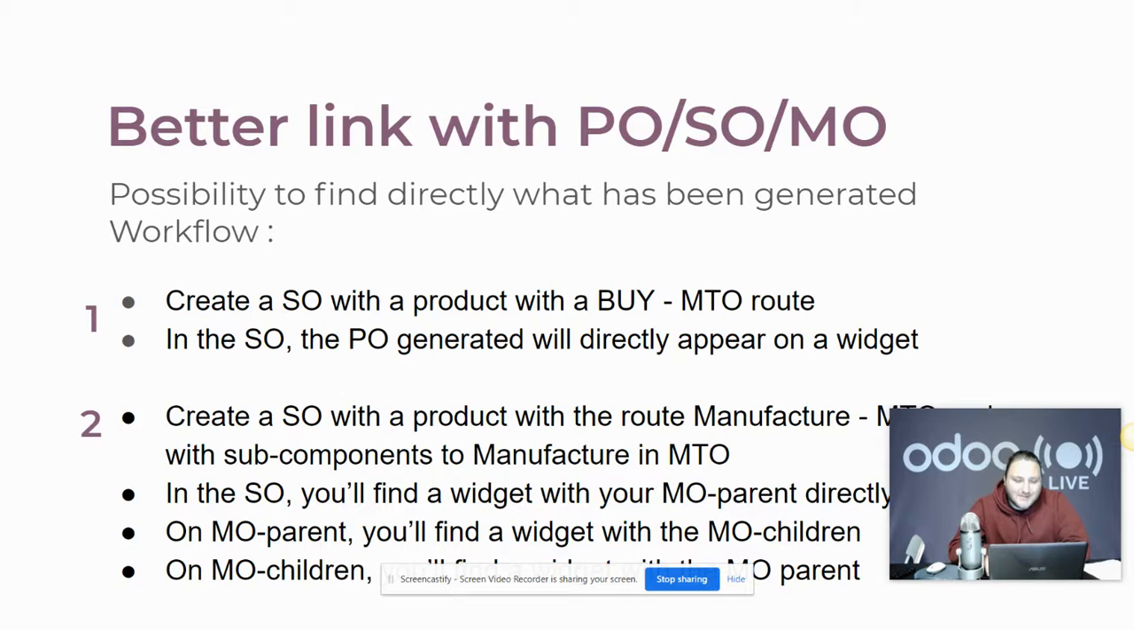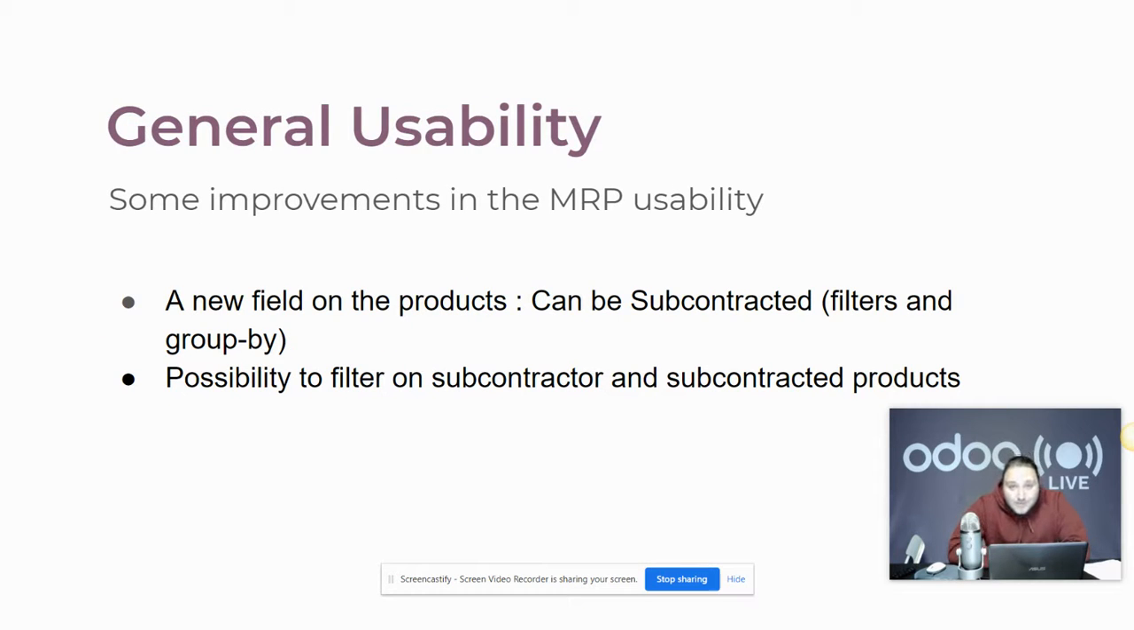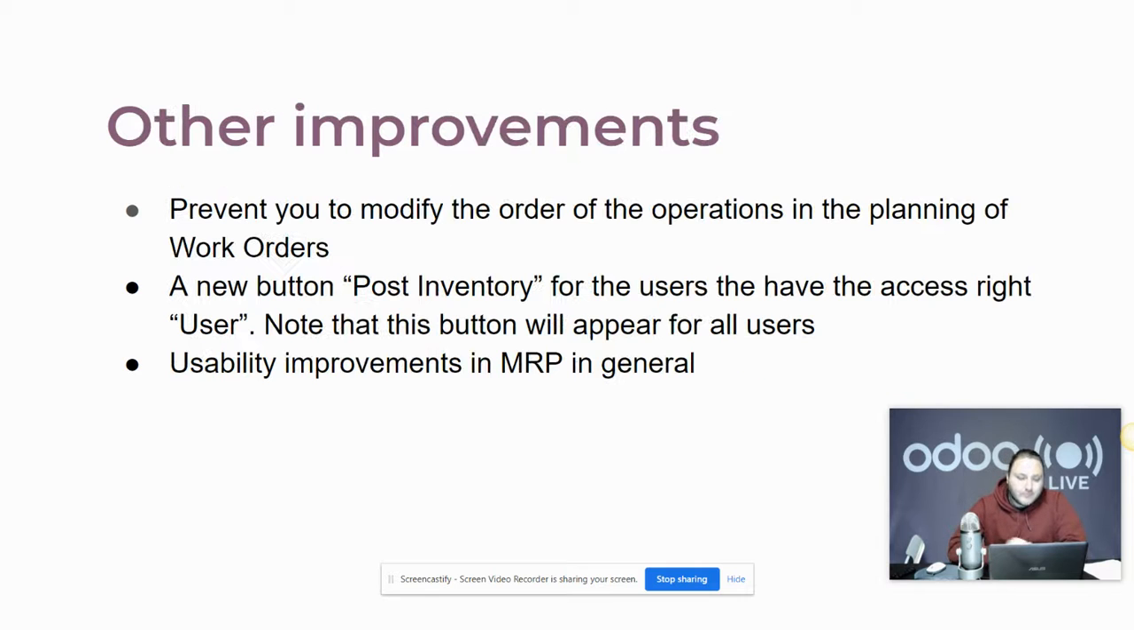This one is good. There have also been some general improvements in usability. You can now find the products that are subcontracted in your products view, and you can also find in your contacts the different subcontractors you might have. There are other smaller improvements, so not everything will be covered in this video, but those improvements are a little bit lighter and don't change the workflow.